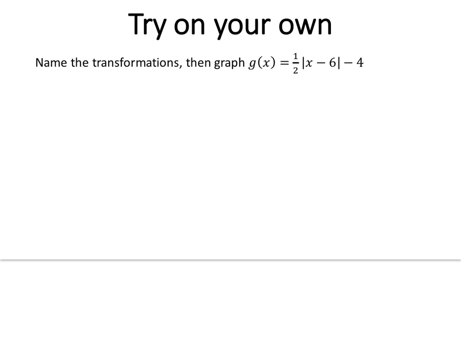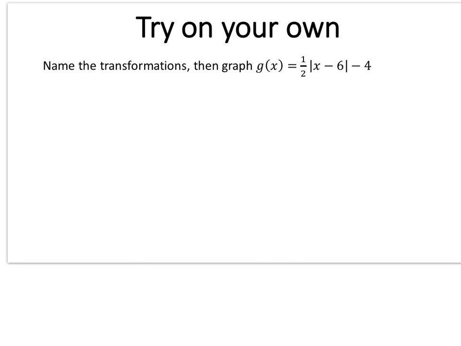So that's all for now. All you guys have to do is try your own problem. First, I want you to name the transformations. So label a, h, and k and tell me how that's going to shift your graph. Your example is 1/2 times the absolute value of x minus 6, minus 4. Good luck.